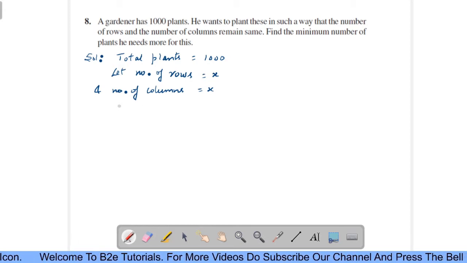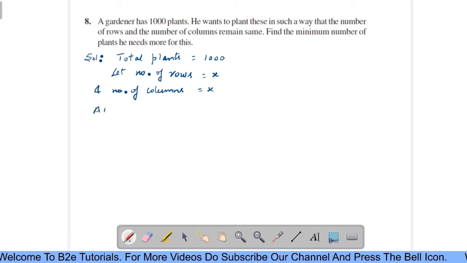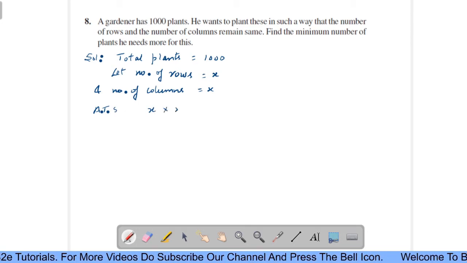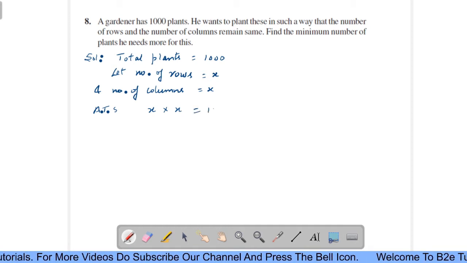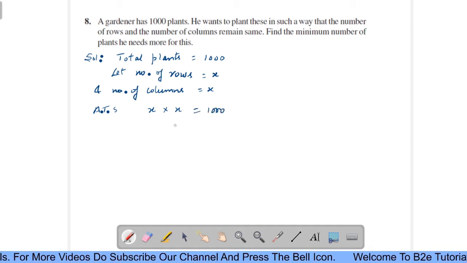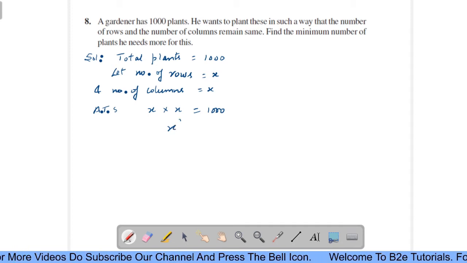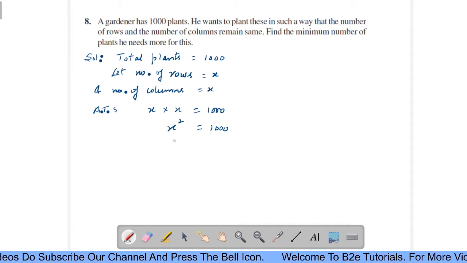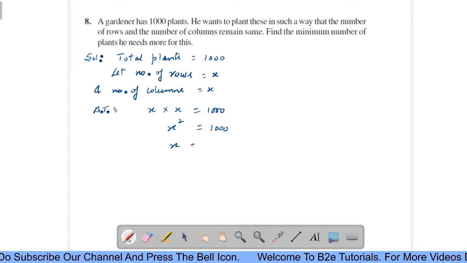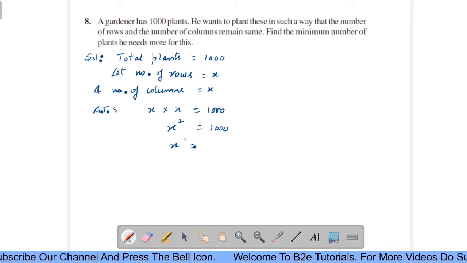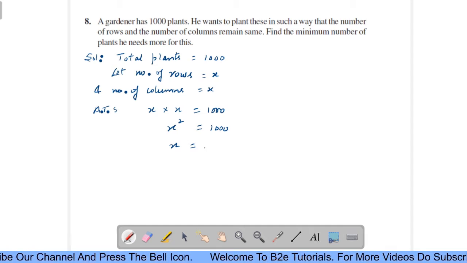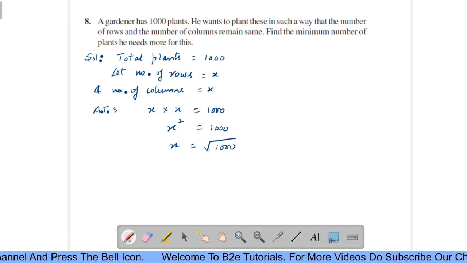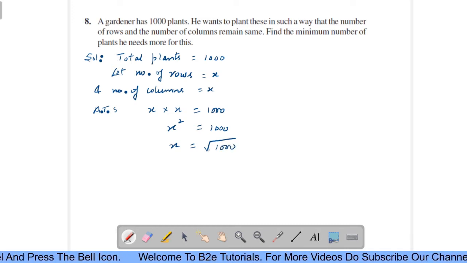Therefore, according to the statement, x into x equals 1000, or x square equals 1000, or x is equal to, if you remove the square sign, you have to take the square root of 1000. So let us find out the square root of 1000.